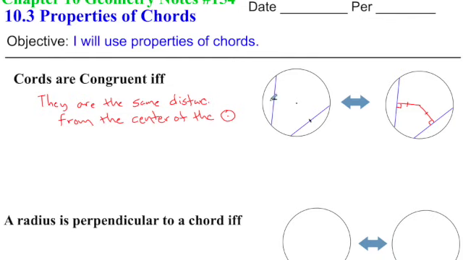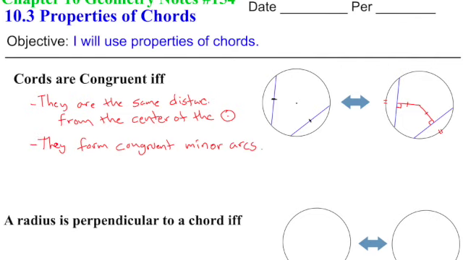Another thing we can tell if we have congruent chords is that the arcs that they make, these two arcs, are congruent. So let me mark those arcs. Those arcs are congruent. And so my rule is they form congruent arcs. So there's basically two things I can say about that.